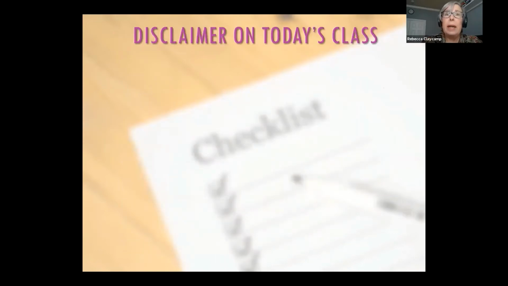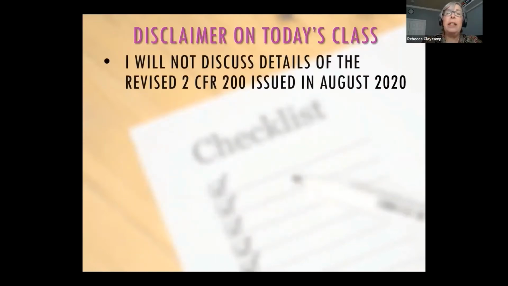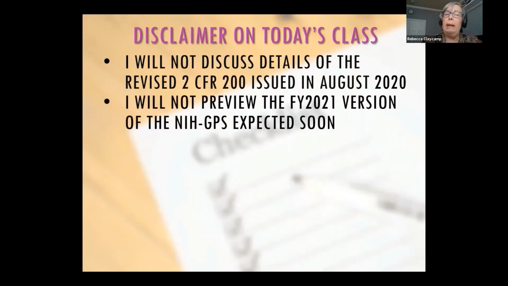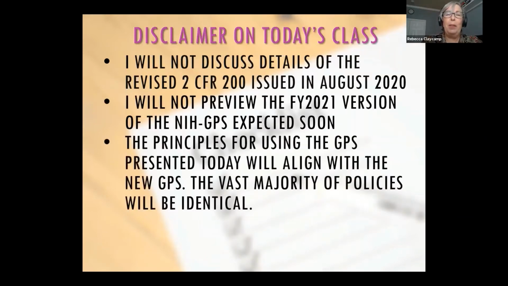I'm going to put a disclaimer on today's class. I'm not going to discuss the details of the revised 2 CFR 200, the uniform guidance that was issued in August of 2020, and I'm not going to preview the fiscal year 2021 version of the NIH Grants Policy Statement, which is expected out any day now. The principles for using the Grants Policy Statement presented today will align with the new Grants Policy Statement, and the vast majority of policies will be identical to what I presented today.